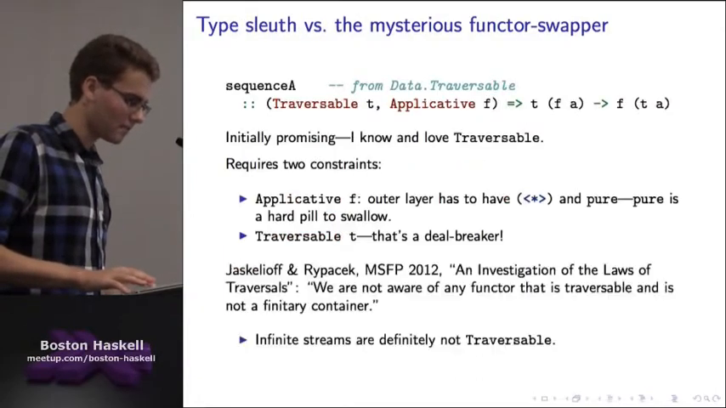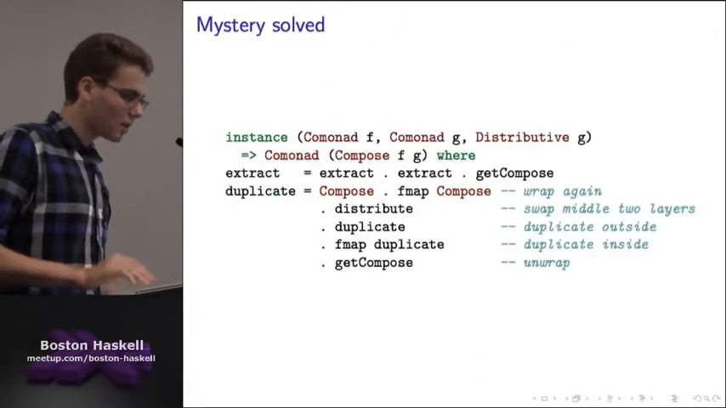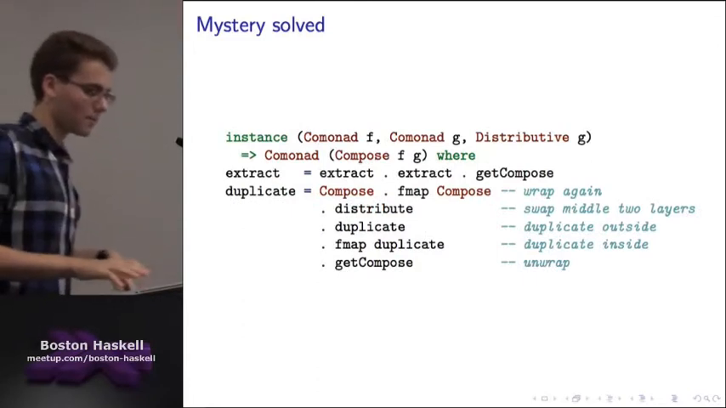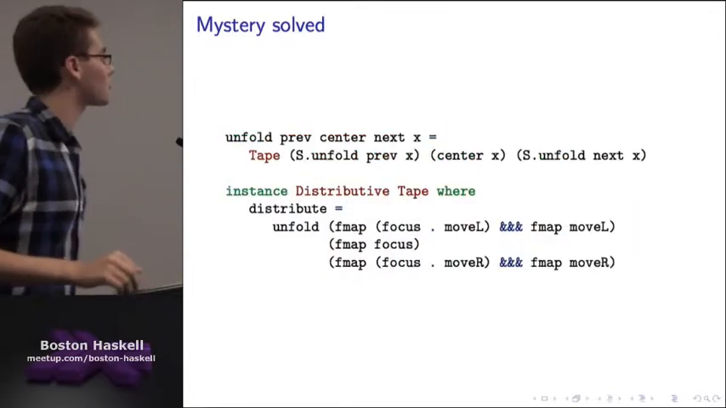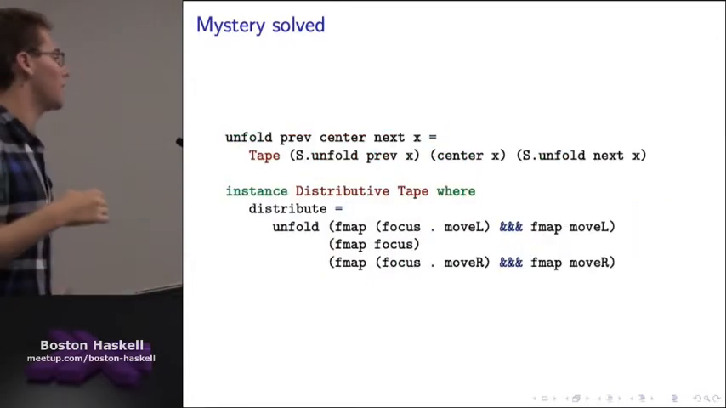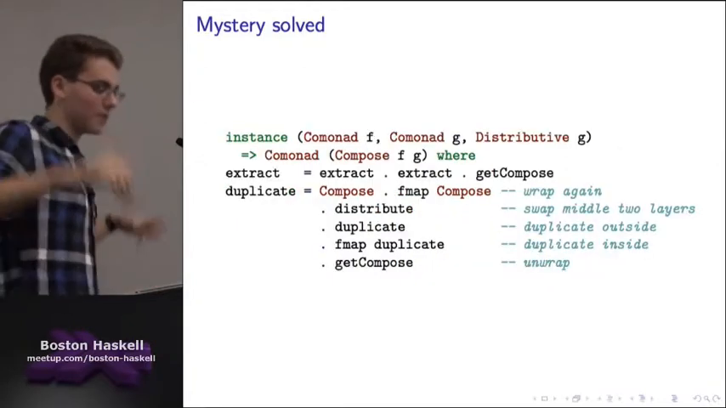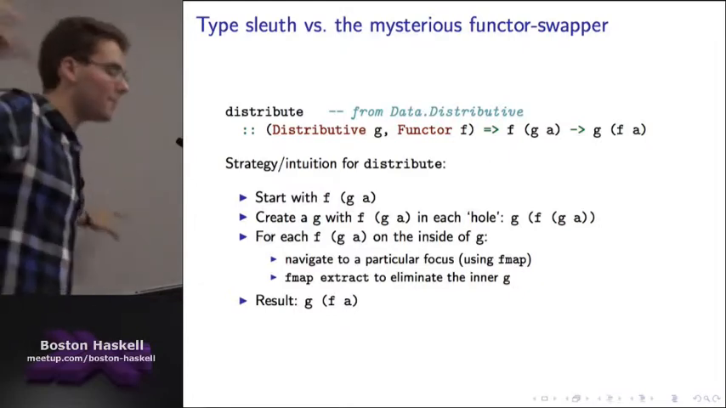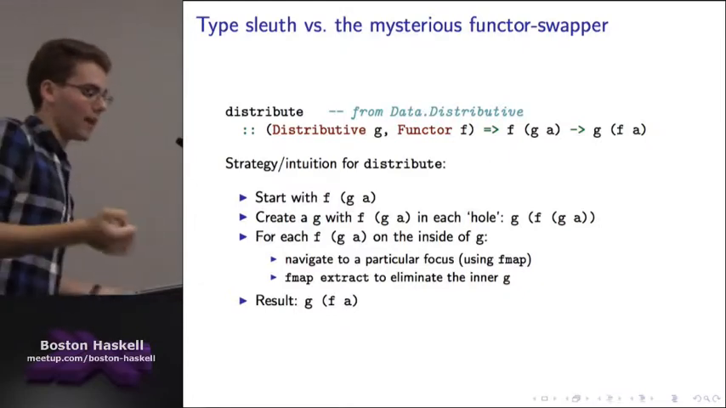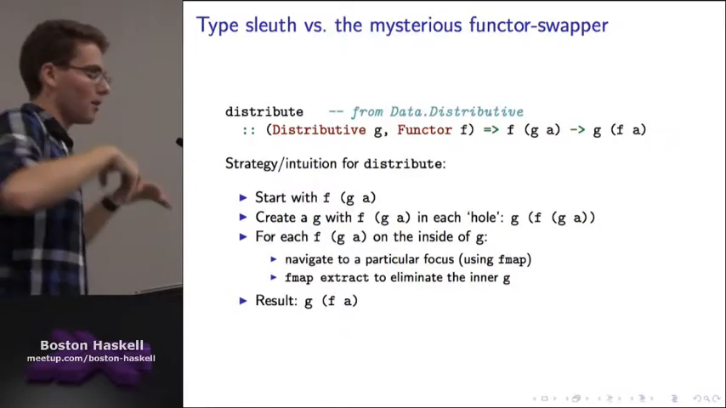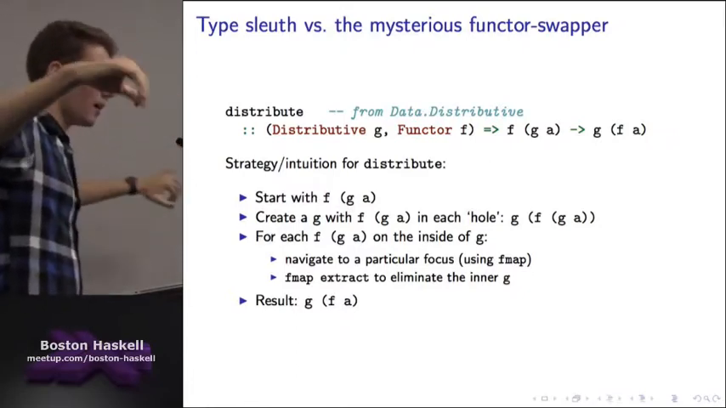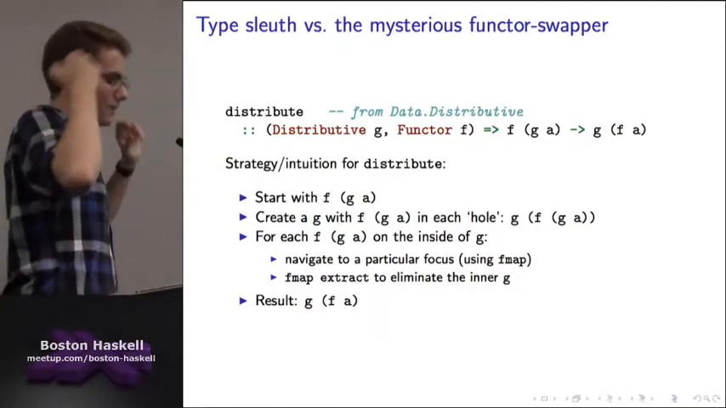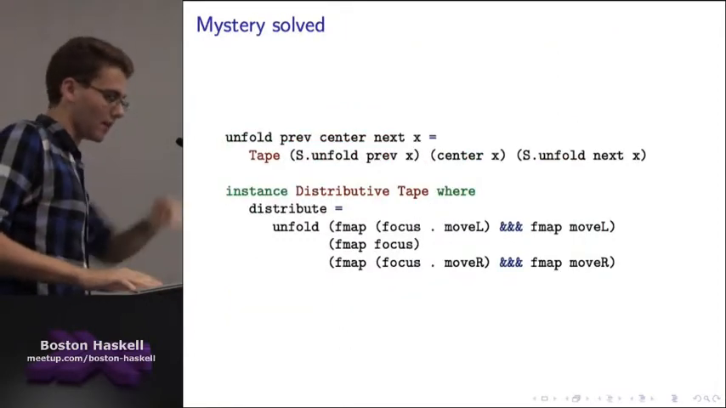So where was I? Yeah. So you can get this definition of the composition of two comonads, and you can get a distributive instance for tape just by applying this intuition that I was talking about to tapes. So you start with a tape of tapes of A. Then create a new tape with one of these tapes in each hole, and then navigate to a particular location in the outer tape, and then eliminate the inner tape. It all just works, and that's what this definition is about.